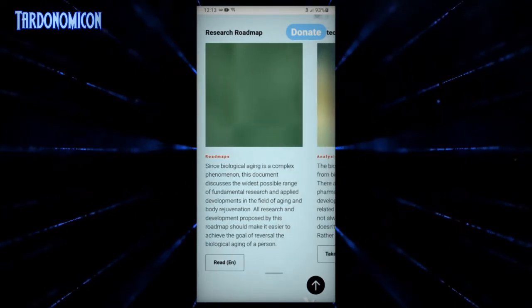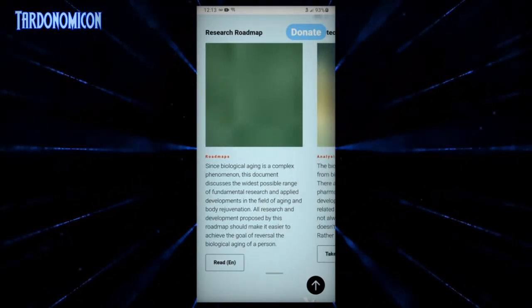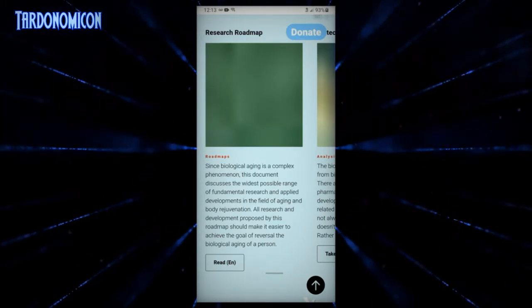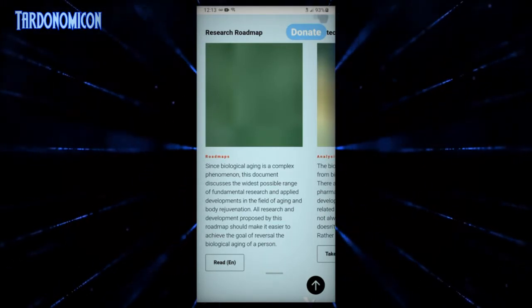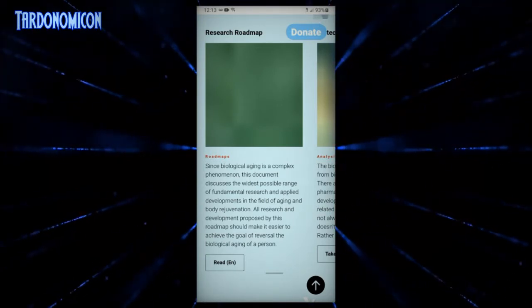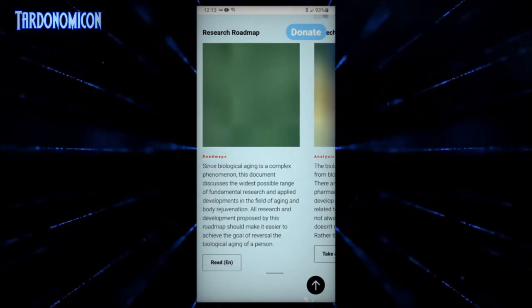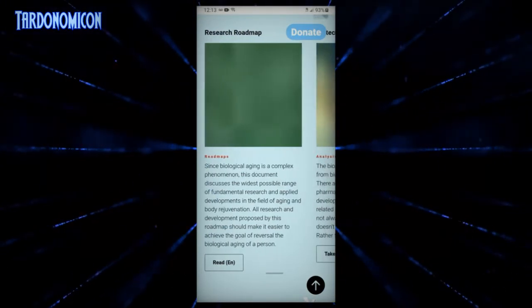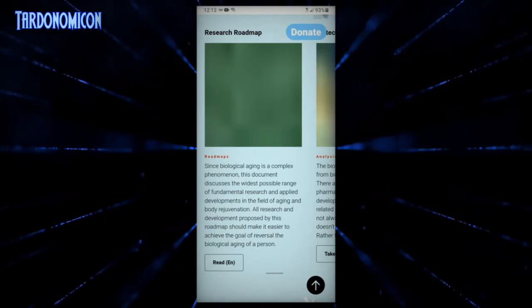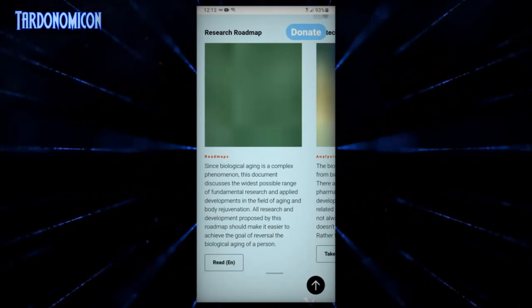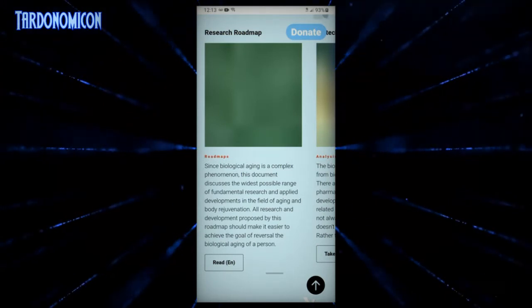Since biological aging is a complex phenomenon, this document discusses the widespread possible range of fundamental research and applied developments in the field of aging and body rejuvenation. The reason I'm not going to read more is because I want people to understand they can obviously go to this website and read these things on their own. All research and development proposed by this roadmap should make it easier to achieve the goal of reversal of the biological aging of a person.